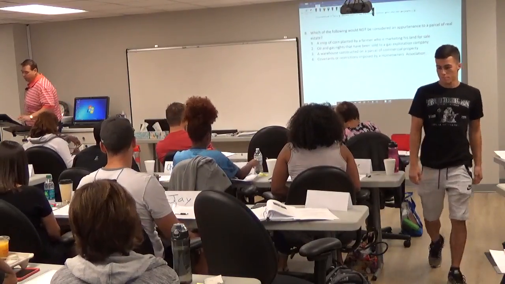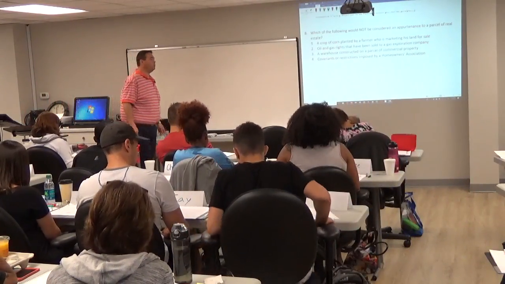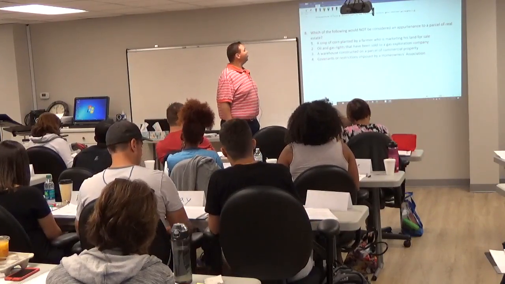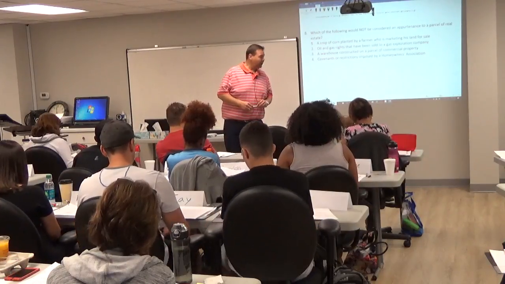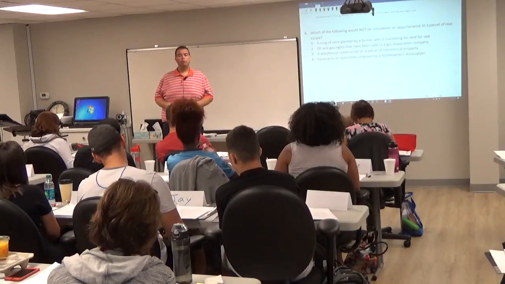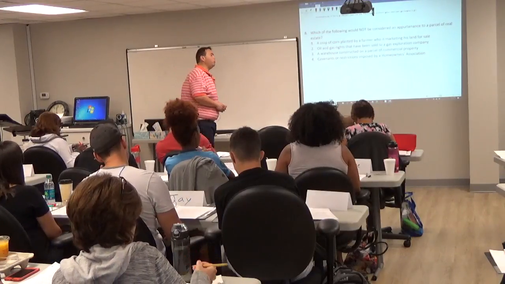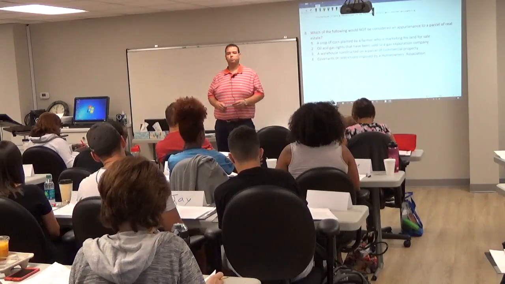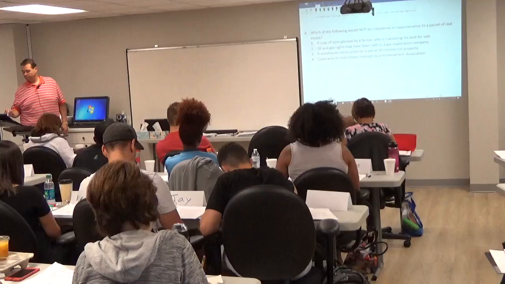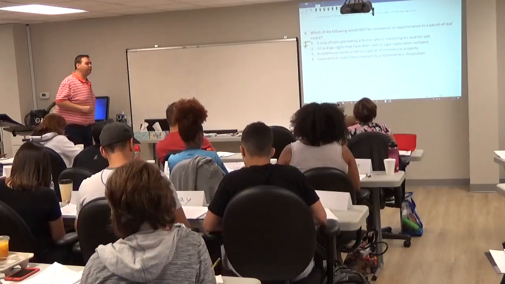And then number 8, last one. Which of the following is not considered an appurtenance to a parcel of real estate? Number 1 says a crop of corn planted by a farmer who's marketing his land for sale. Is a crop real property or personal property? Personal. So is personal property an appurtenance, or is it just personal property? It's personal property. So that's going to be false.